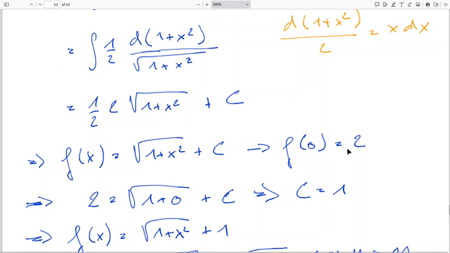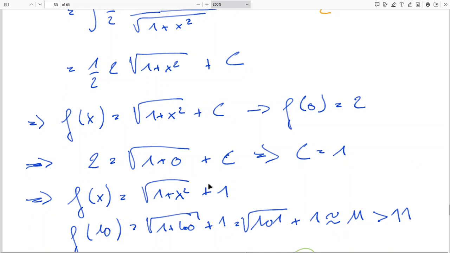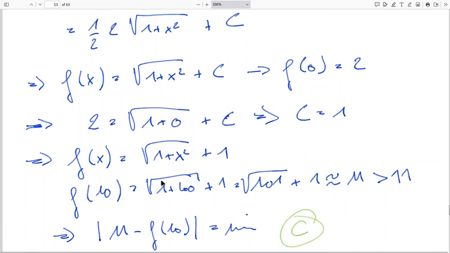of 0 that should be 2. So 2 is the root of 1 plus 0 plus a constant, so we get 2 is 1 plus c, so c must be 1. So f of x is the square root of 1 plus x squared plus 1. F of 10 is the square root of 1 plus 10 squared, 100, plus 1. So the square root of 101 plus 1.